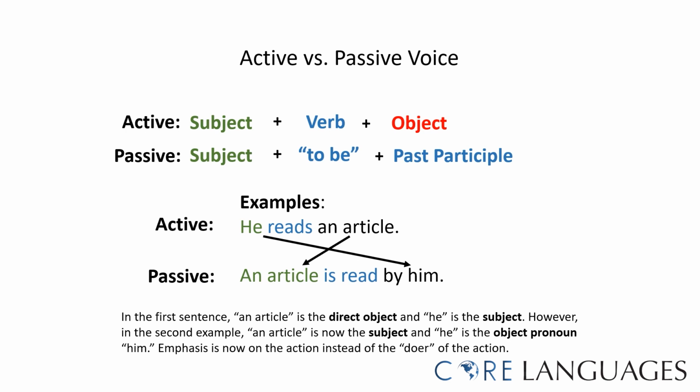In the first sentence, an article is the direct object and he is the subject. However, in the second example, an article is now the subject and he is the object pronoun, him. Emphasis is now on the action instead of the doer of the action.